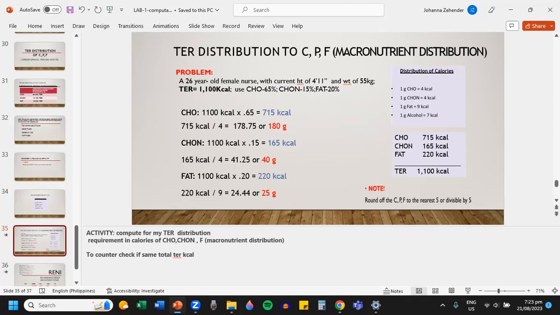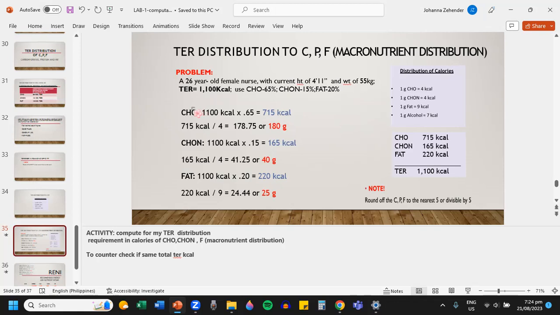So the problem here again: a 26-year-old female nurse with a current height of 4 feet and 11 inches and weight of 55 kilograms. Your computed TER is 1,100 kilocalories. So we're going to use the percentage values according to the normal adult Filipino: carbohydrates is 65%, proteins is 15%, and fats 20%. So how are you going to compute for this one?